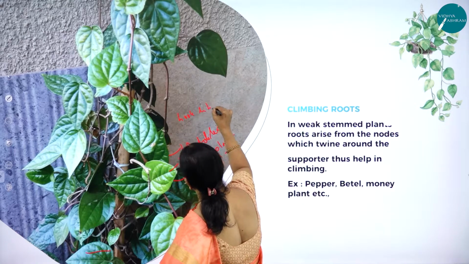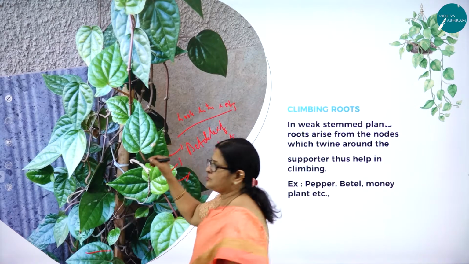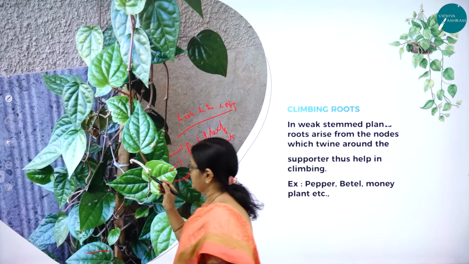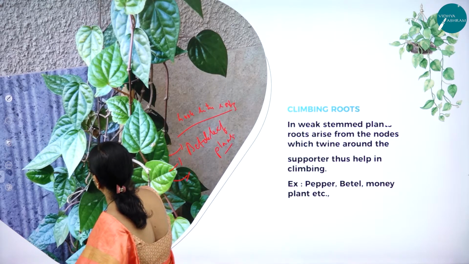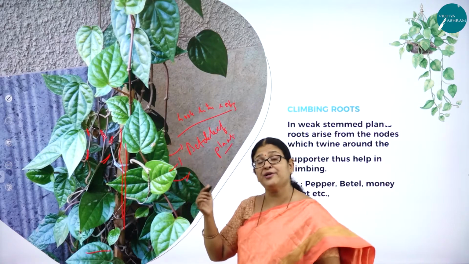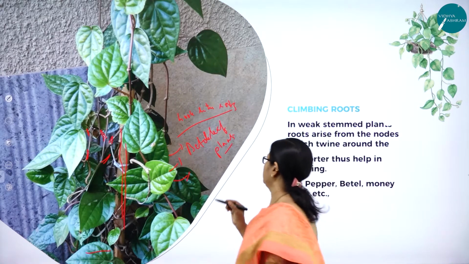If you have carefully observed this betel leaf, then you will definitely observe here that the roots develop hook-like structures like this, and they take the support of other things and start climbing. Why do they develop such climbing roots?